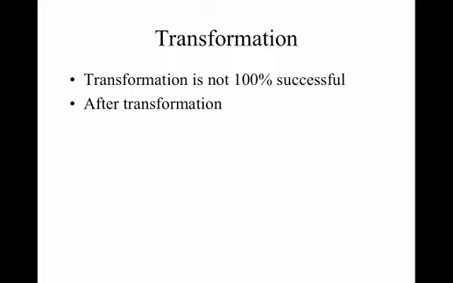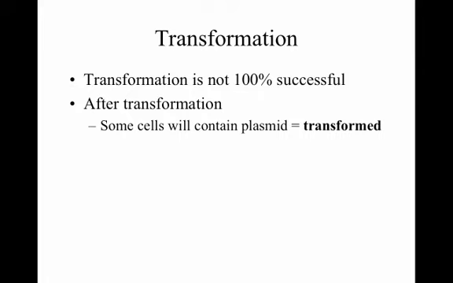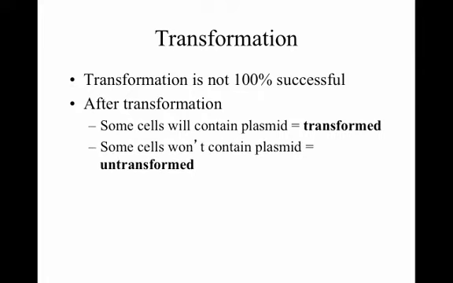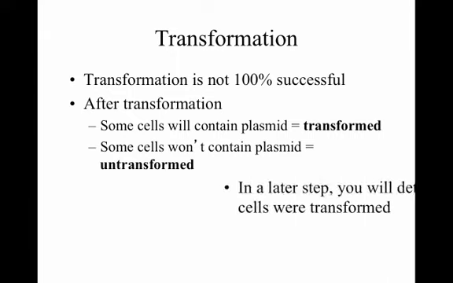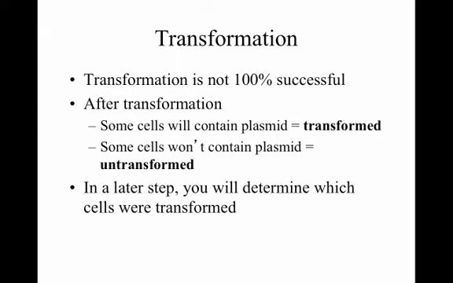So after transformation, some cells will contain the plasmid, and we call those transformed, and then some cells still won't contain the plasmid, and they will be untransformed. And we'll talk about later how we distinguish between who got the plasmid and who didn't. But it's important to note again that just because you did the transformation process doesn't mean every cell actually got a plasmid. In a later step, we'll talk again about how we figure out which cells were transformed and which ones remained untransformed.